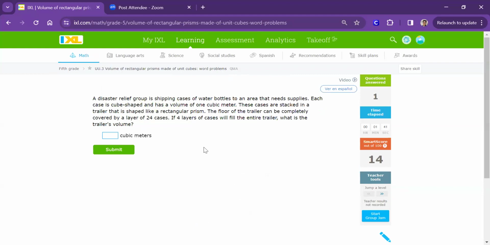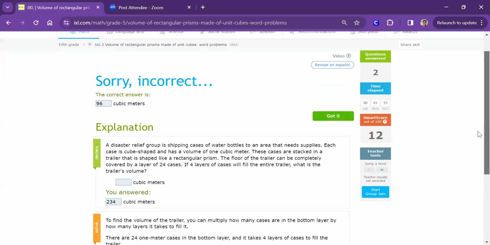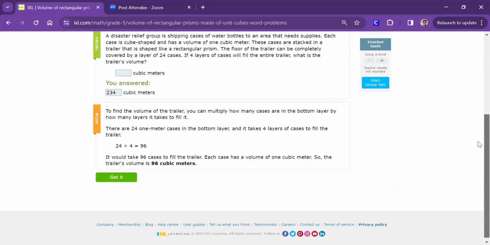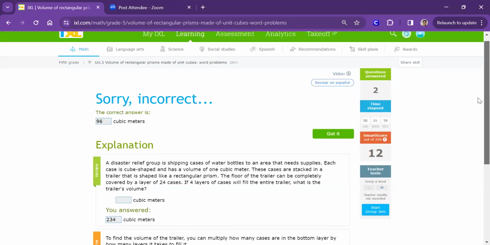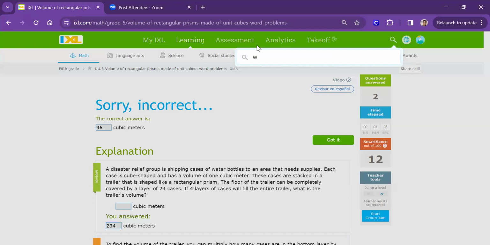Same here. And if you get it wrong, let me do one more to show that you get it wrong. I'm just going to put any answer in there. If you get the answer wrong, what it does is it says, sorry, incorrect. The correct answer is 96. And then it shows you the explanation, and then it just works it out. And then that's what happens if any of you get it wrong. Again, you can look at the video in Spanish. Okay, and then the last lesson is WG8.